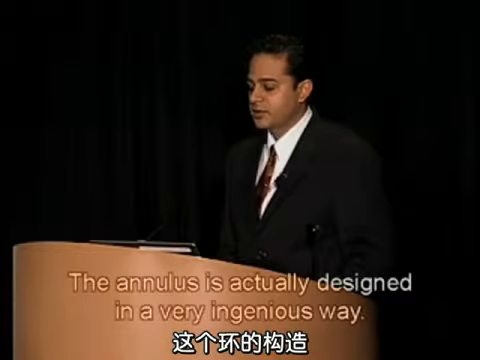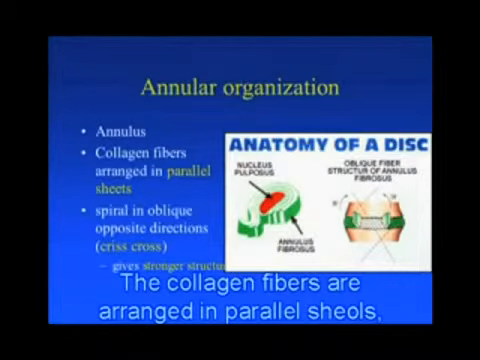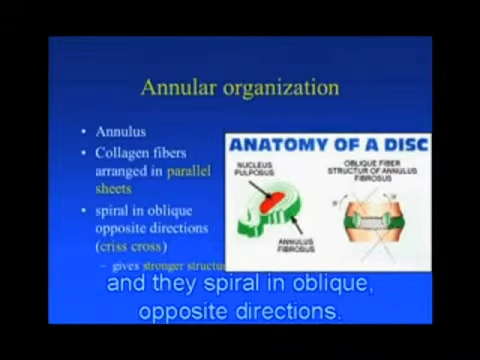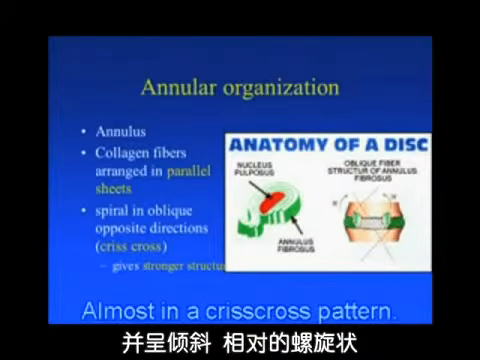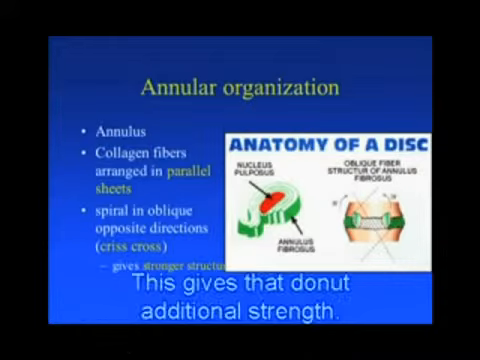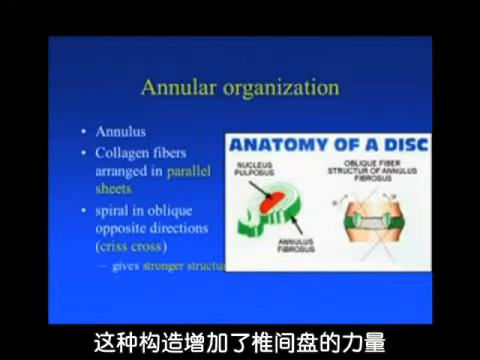The inner portion, the jelly portion, and this inner annulus have a very high water content. The annulus is actually designed in a very ingenious way. The collagen fibers are arranged in parallel sheets, and they spiral in oblique opposite directions, almost in a crisscross pattern. This gives that donut additional strength.